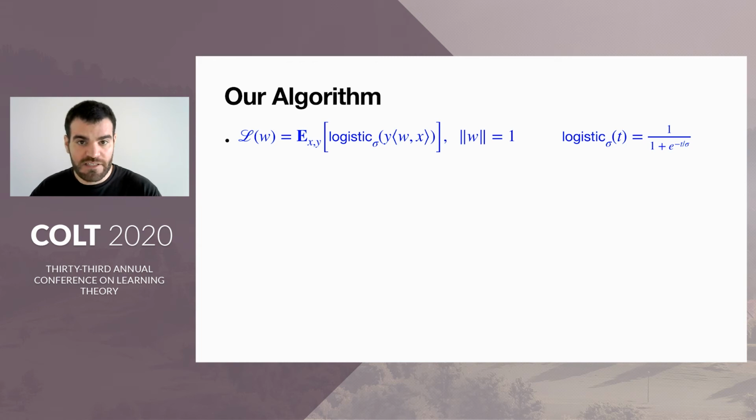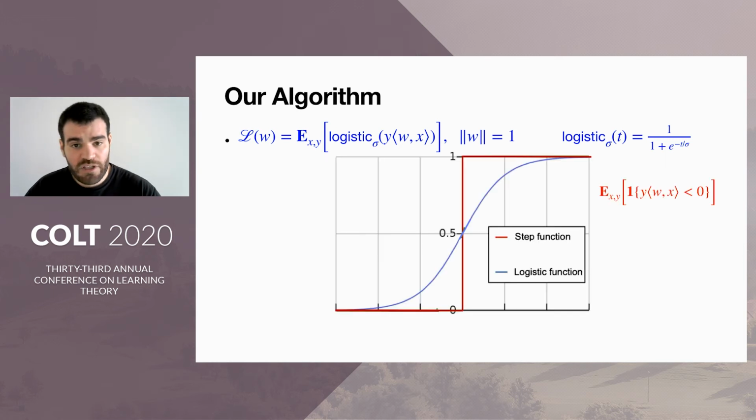So w here is the normal vector to the halfspace. We define this objective function as a function of w, and we restrict w to lie on the unit sphere. Here is what the picture looks like. The red curve is the step function, and the blue curve is the logistic function. As you can see, the logistic function looks like the step function, and in particular, we have this parameter sigma. If we tune sigma to be close to 0, the logistic function looks more like the step function. The limit of the logistic function as sigma goes to 0 is the step function.